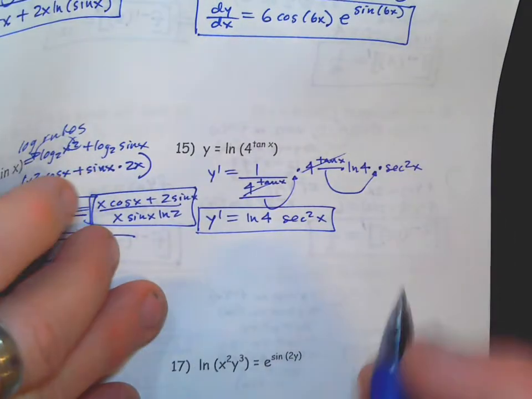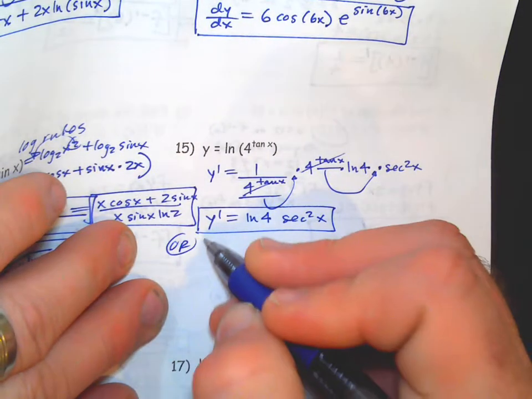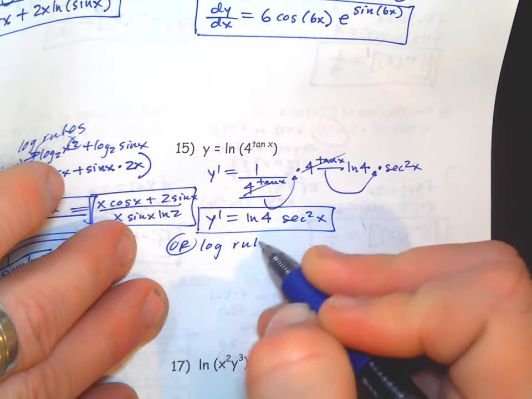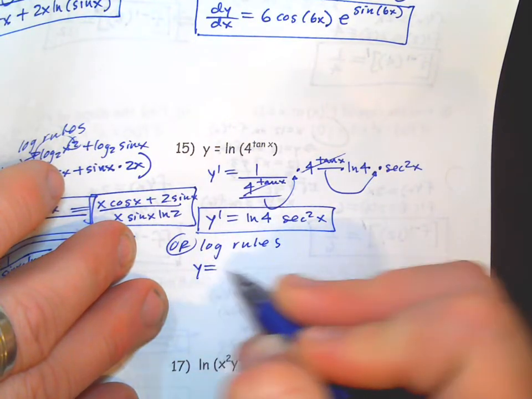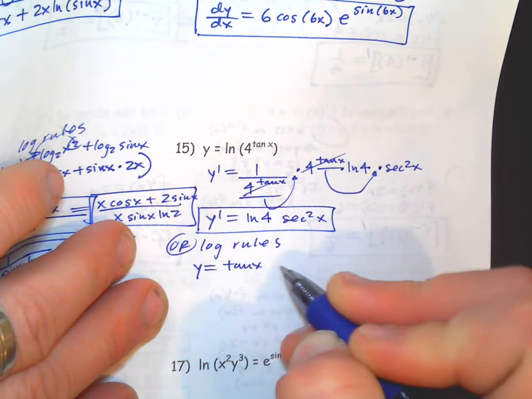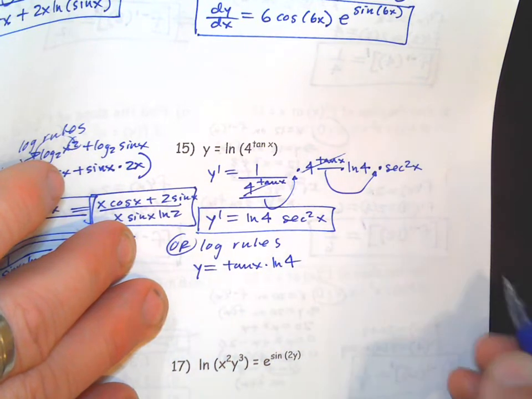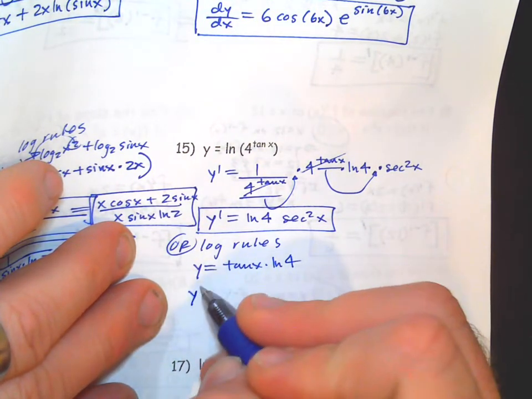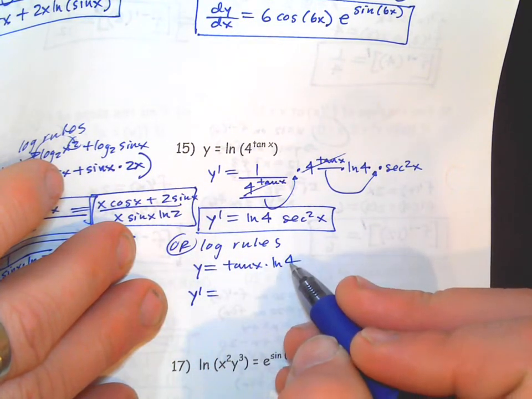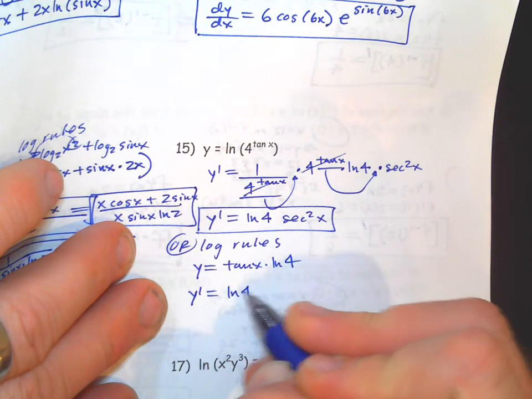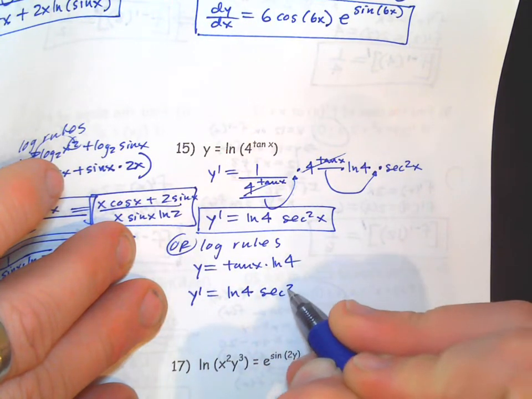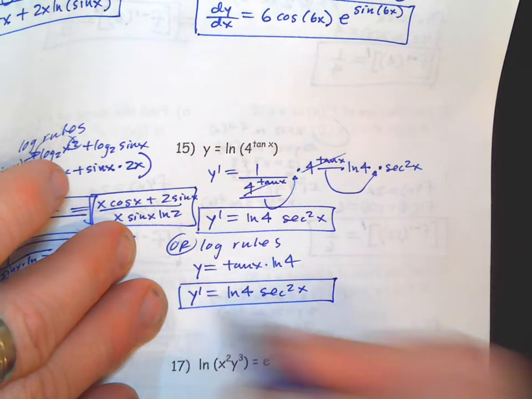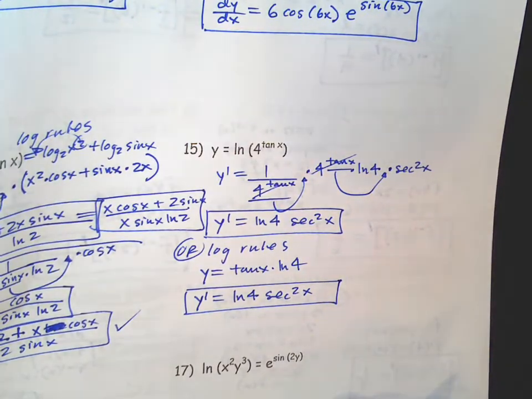Or you could do log rules first a little bit and rewrite this, put the tangent x out front, right? And then derivative of this, don't need product rule. Natural log of 4 is just a number. Natural log of 4 times derivative tangent is secant squared. Boom, same answer. Bit less complicated. No chain rule.